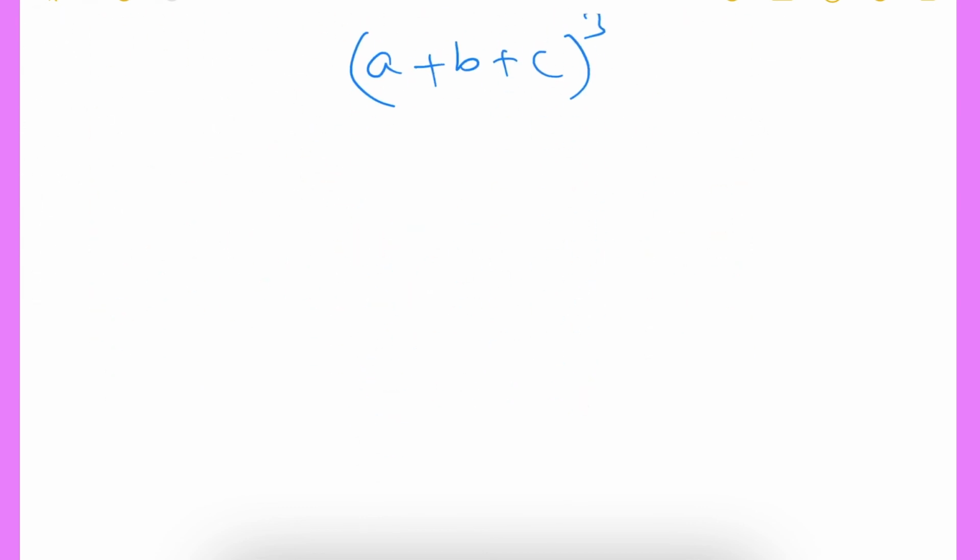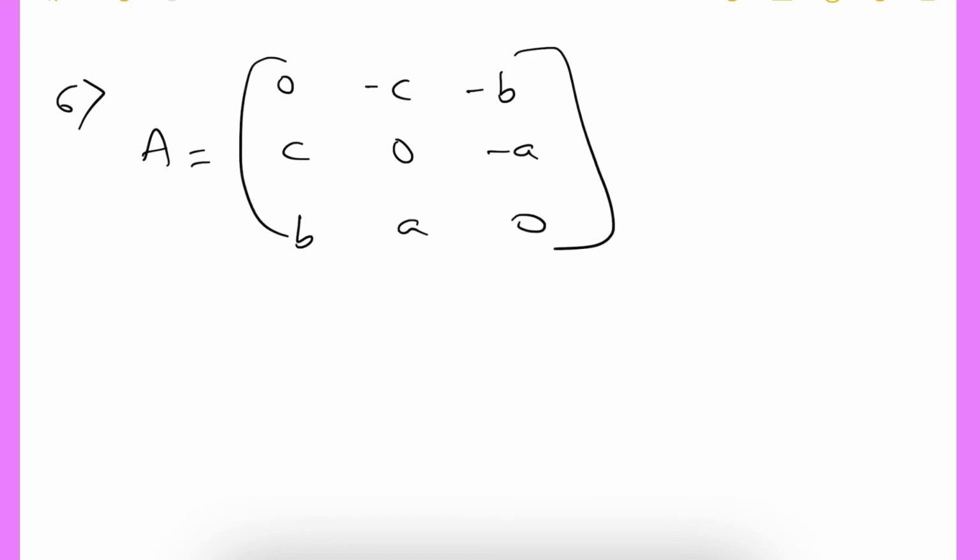Next, solved problem 6. Show that the determinant of a skew symmetric matrix of order 3 is always 0. So we want a skew symmetric matrix. For that I am taking one matrix A where the elements are 0, minus C, minus B; C, 0, minus A; B, A, 0. What is the meaning of skew symmetric matrix? The transpose of the matrix is equal to the negative of the matrix. So this matrix will satisfy that condition. Then this is skew symmetric.